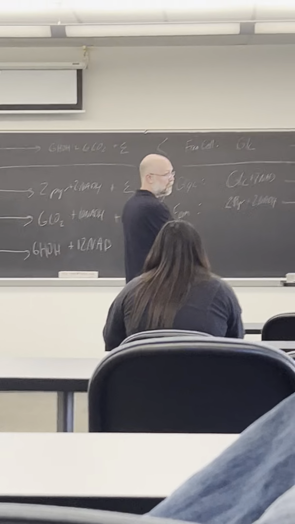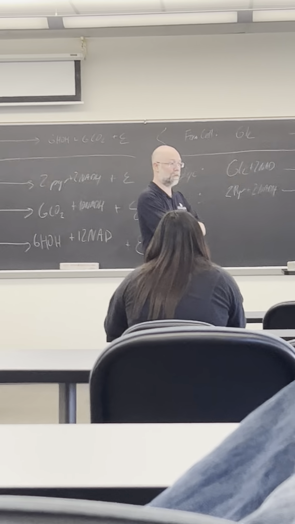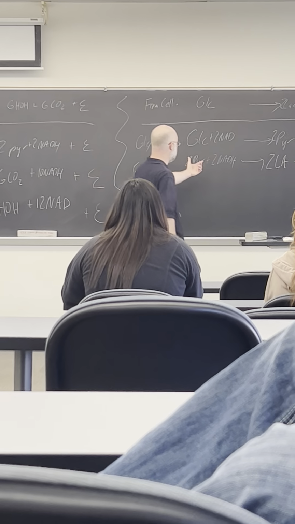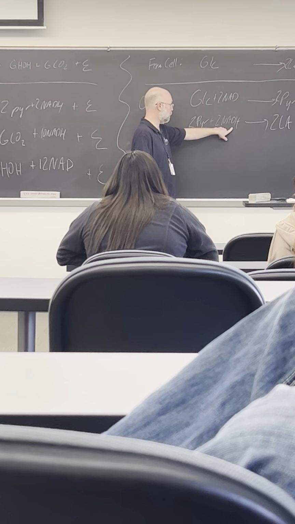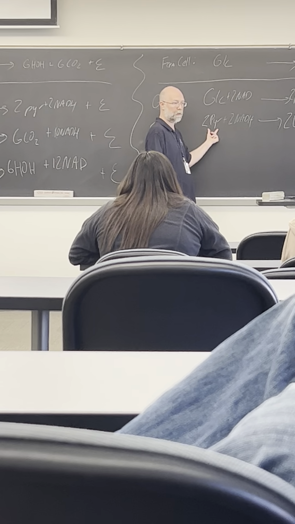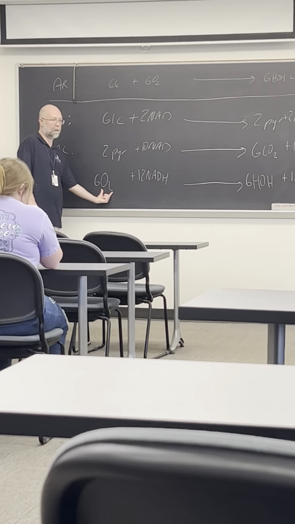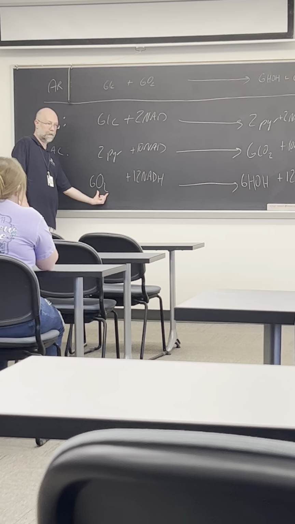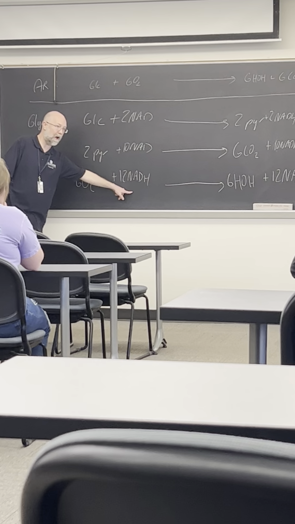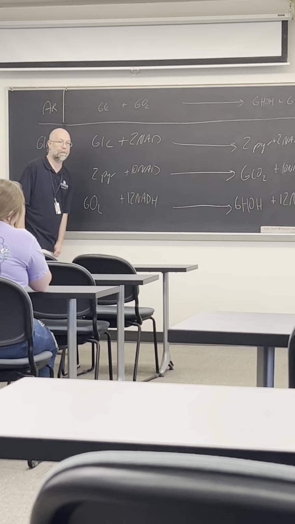Terminal electron acceptor is whatever you finally dump electrons onto at the very end. My electrons are being dumped from here to here. And so that's my terminal electron acceptor. For the same reason that this is my terminal electron acceptor here. It is the thing that is receiving the electrons at the very end.